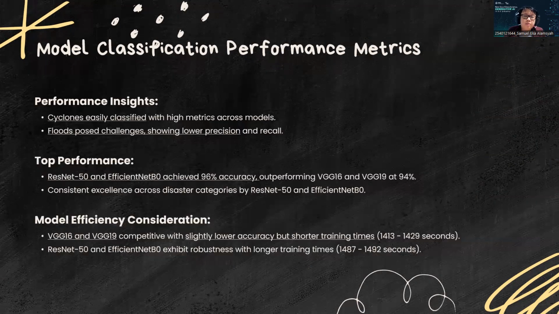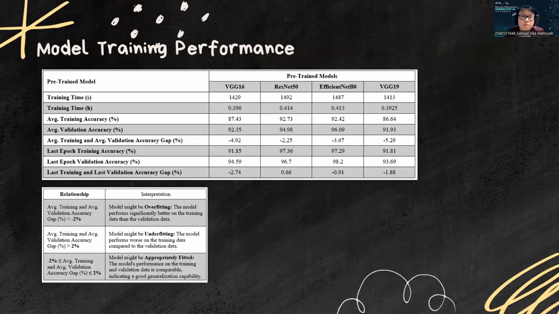For chapter 4, results and discussion, we have the results table right over here. For the insight, first we have the performance insight that cyclones can be easily classified with high metrics across all models, and floods pose challenges, showing lower precision and recall. For our top performers, we have ResNet 50 and EfficientNet B0 that achieve 96% accuracy. For model efficiency consideration, we have VGG16 and VGG19 with slightly lower accuracy but shorter training times.